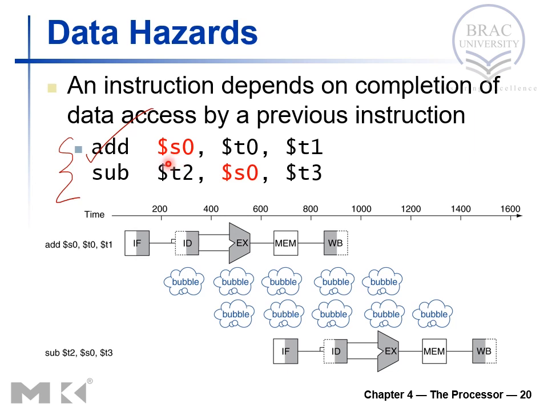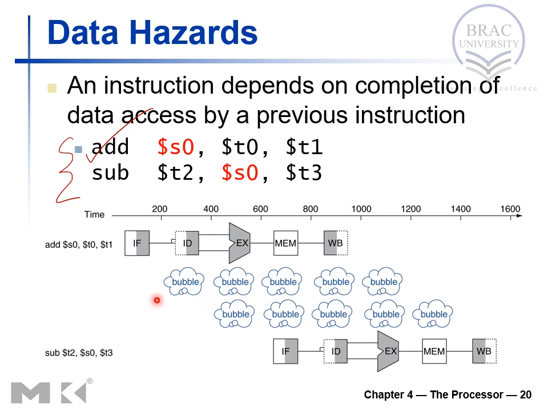How can we execute these two instructions then? Because until S0 is ready, if we execute sub, the value that S0 has is not the value that we are looking for. We need the updated value of S0. So what we can do is introduce two stalls, or two bubbles.